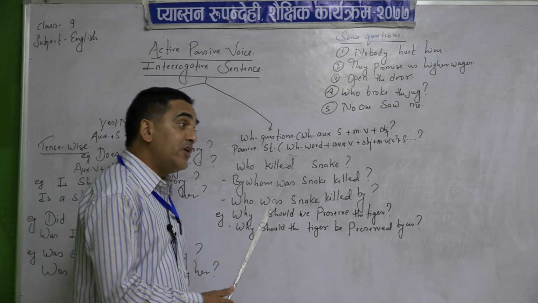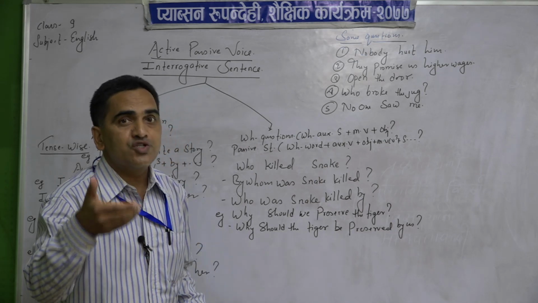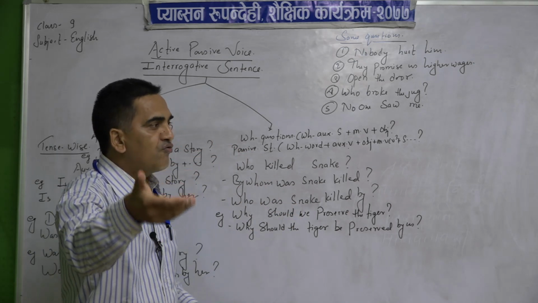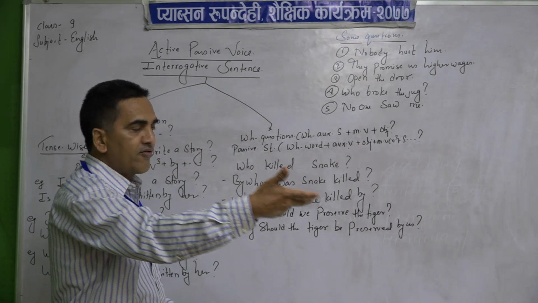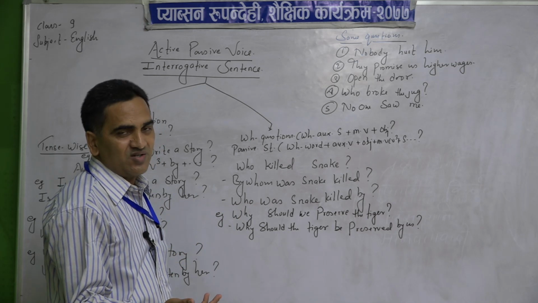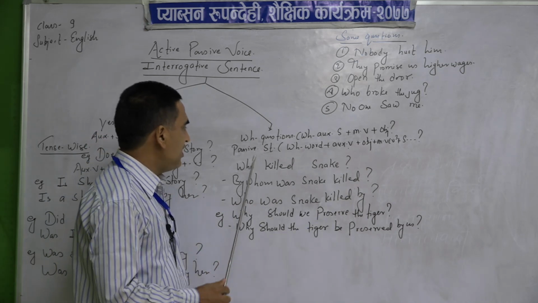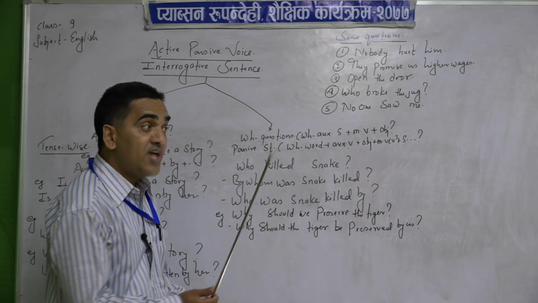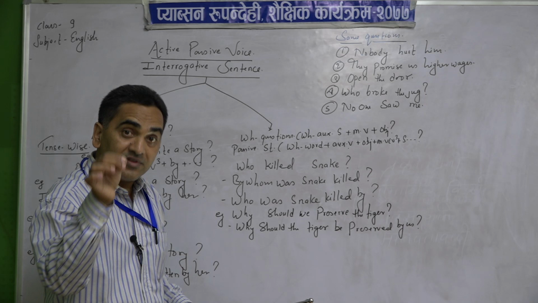A WH sentence always starts with a WH word: how, when, why, how far, how long, where. These are all WH questions. Now, my dear students, you see: who killed a snake? Here is the sentence. But how to change it into passive?